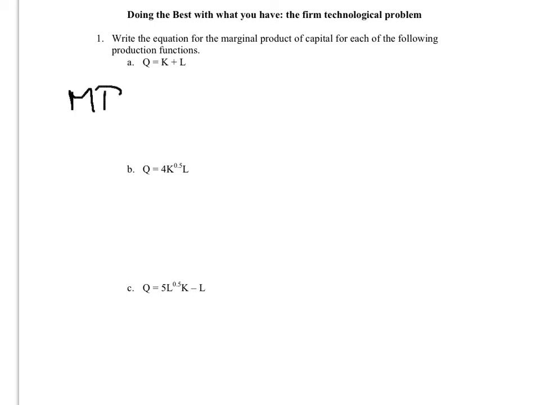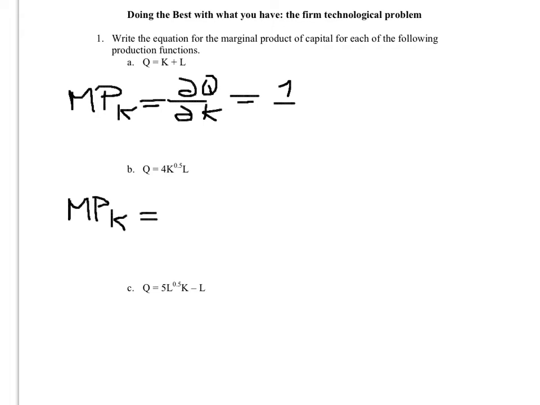So for instance, the first one, marginal productivity of capital, is going to be the partial derivative of q with respect to k, and that's going to be equal to 1. The second one, marginal productivity of capital, is going to be equal to 2k. Let me write the whole thing here so you don't get confused. It's partial q with respect to k, and that's going to be equal to 2k minus 0.5L.